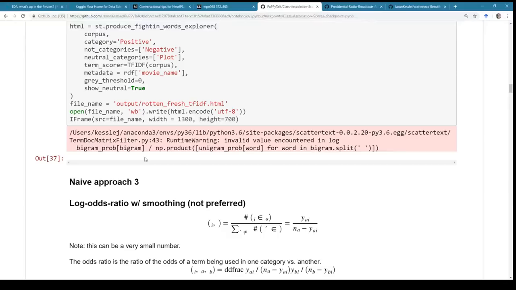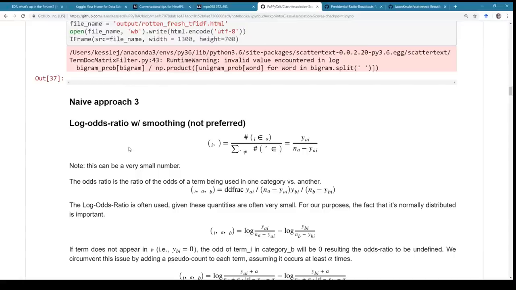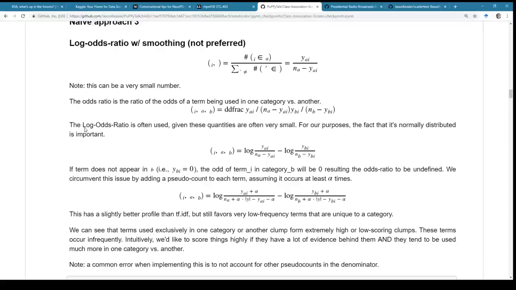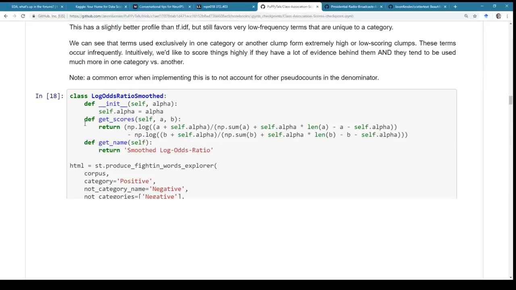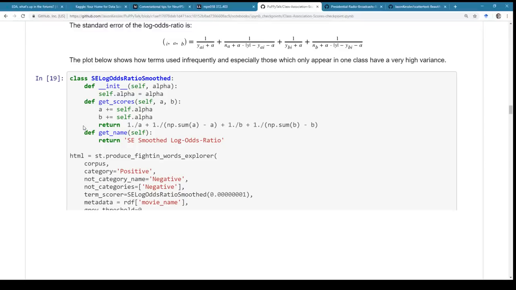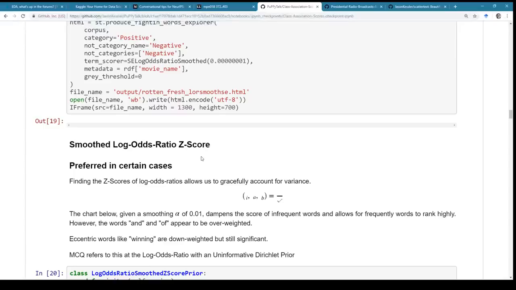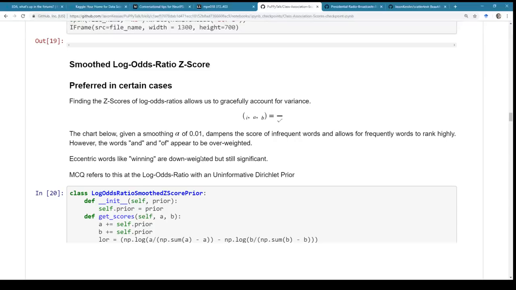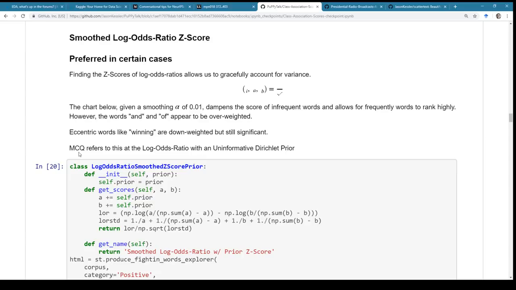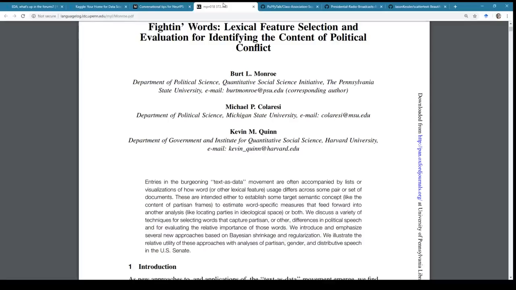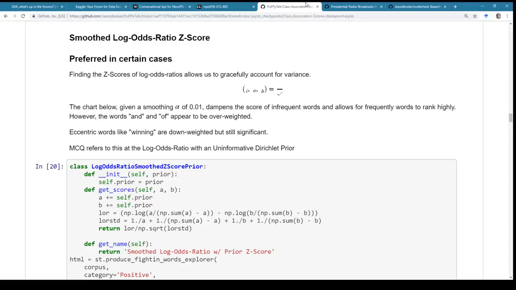And this could be just one of those things. Invalid value entered in log bigram probability for word bigram split. Okay, so it looks like there's some word that is empty here and that's causing a problem. Naive approach number 3, but these are also approaches that are not as good, so we can hopefully ignore them and the fact that they have a lot of errors. Smoothed log odds ratio z-score preferred in certain cases. And this is the paper here, the lexical feature selection paper that Tyler referred to. It's a small world. We all read the same things.